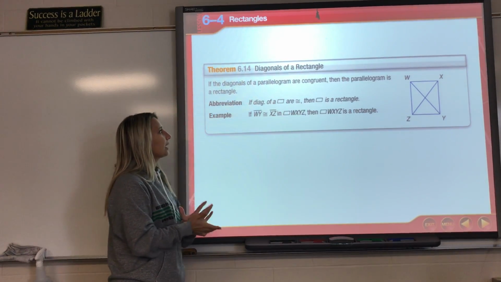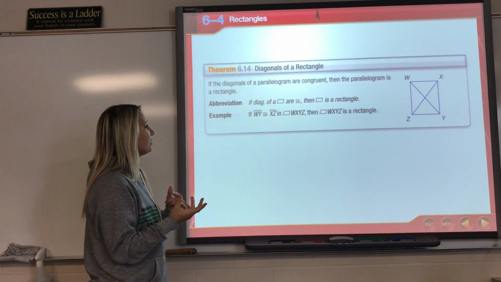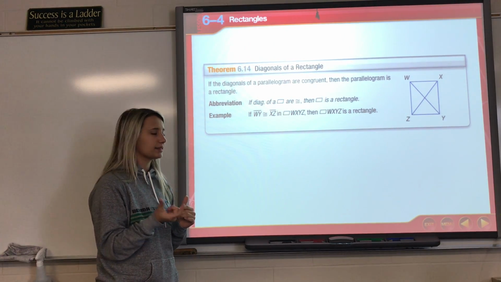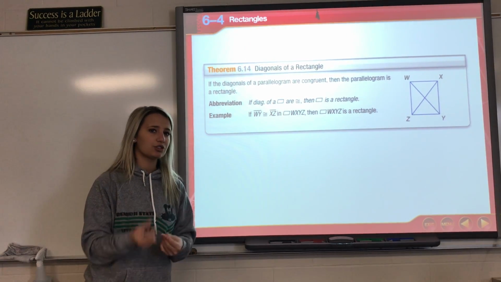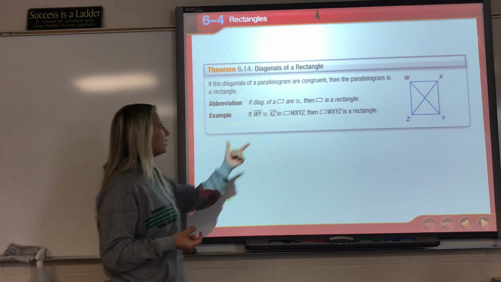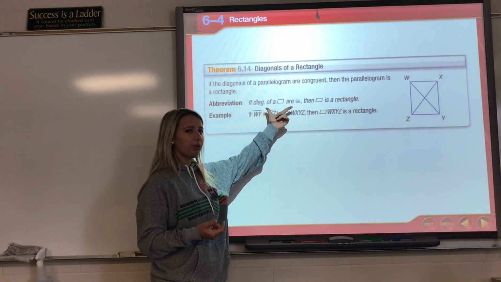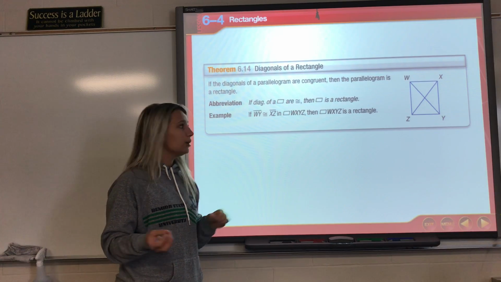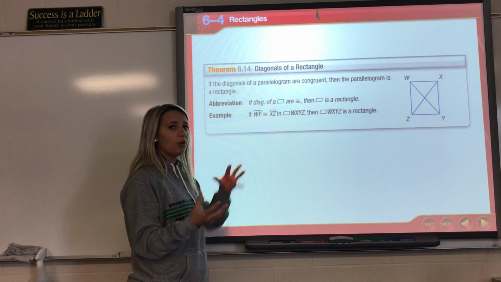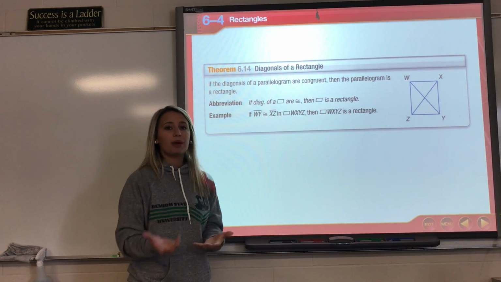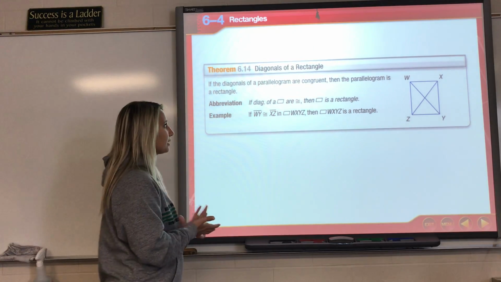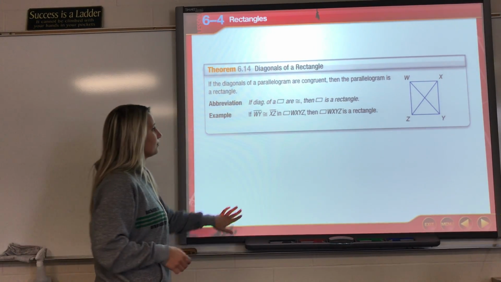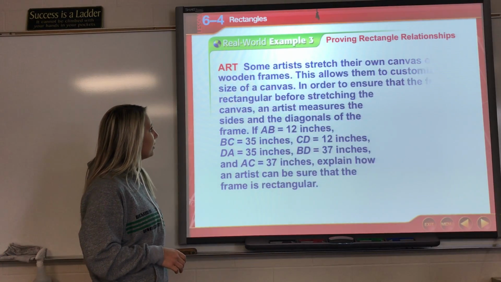So now we're talking about if we're given that the diagonals of a parallelogram are congruent. That's what our hypothesis is. Now notice that there's two different things in there. It's telling us that the diagonals are congruent, but it's also saying it's the diagonals of a parallelogram. So in order for this to work, we have to know that the shape that we're given is a parallelogram. Okay? And if we can prove that, then it's a rectangle. So let's apply that now.